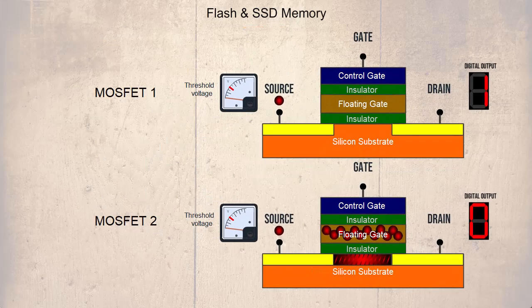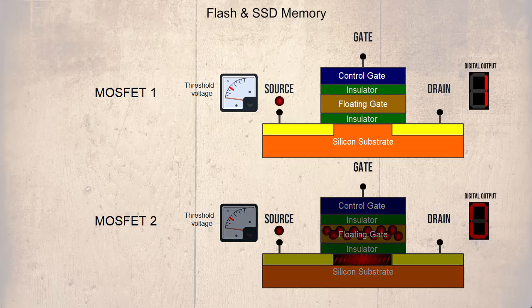Here we have two states. MOSFET 1 currently has a digital output of 1. We can see that when the threshold voltage is set, the electron path is clear from source to drain. To change MOSFET 1 to a digital output of 0, a high voltage is applied to the source, causing the floating gate to accumulate a negative charge. This also exists between the source and drain. When the threshold voltage is applied to the source, the electrons fail to cross over to the drain, resulting in the digital output being 0.